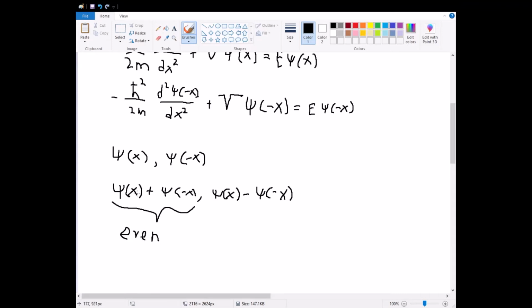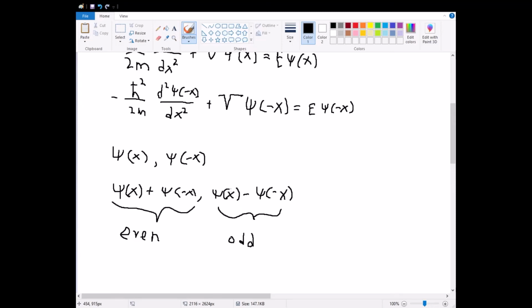Because if we replace x with negative x, then this front term becomes psi of negative x, and this back term becomes psi of x. So all we've done is these two have reversed order. And since addition is commutative, it's still the same. And in contrast, this function is odd. And hopefully this is also obvious.